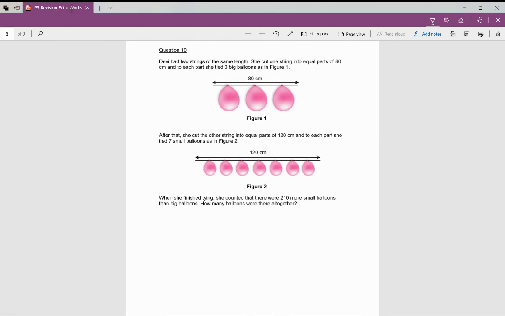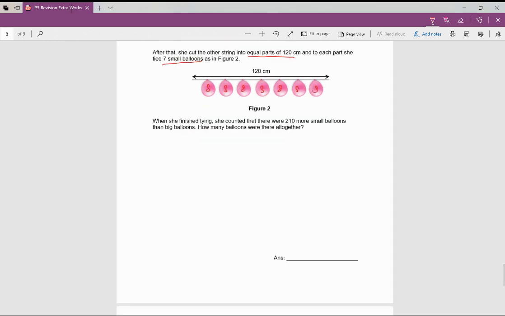So Debbie had 2 strings of the same length. One of the strings is cut into equal parts of 80 cm, and then she tied 3 big balloons to it. For the other string, she cuts it into equal parts of 120 cm, and then she ties 7 small balloons. In this question, like I've explained previously, even though they didn't tell you an equal number or equal amount of money, they tell you something. They tell you that the 2 strings are of the same length, which means it's the same idea as equal length.